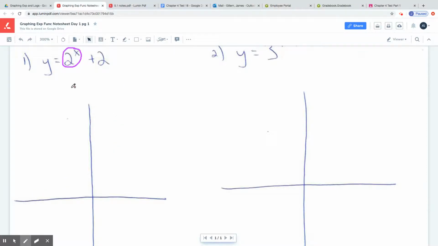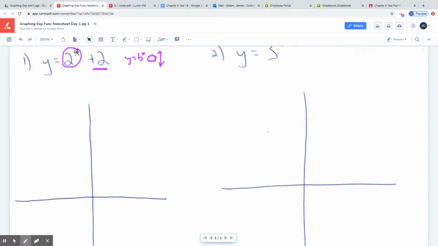But we have this plus 2. What is this doing to the graph? Anytime you have something off to the side of our basic y equals our base to the x, anything we add or subtract to the right of it is going to move the graph up or down.